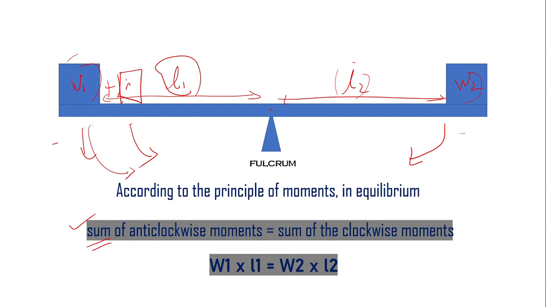Whenever in your numericals they say a body is in equilibrium, in a horizontal position, or balanced, that means W1 into L1 is equal to W2 into L2. If these words come, equilibrium, balance or horizontal, that means the sum of anti-clockwise moment is equal to the sum of clockwise moment. It's not the weight, it is the moments. Whatever torque is generated by this moment would be the same as the other moment.